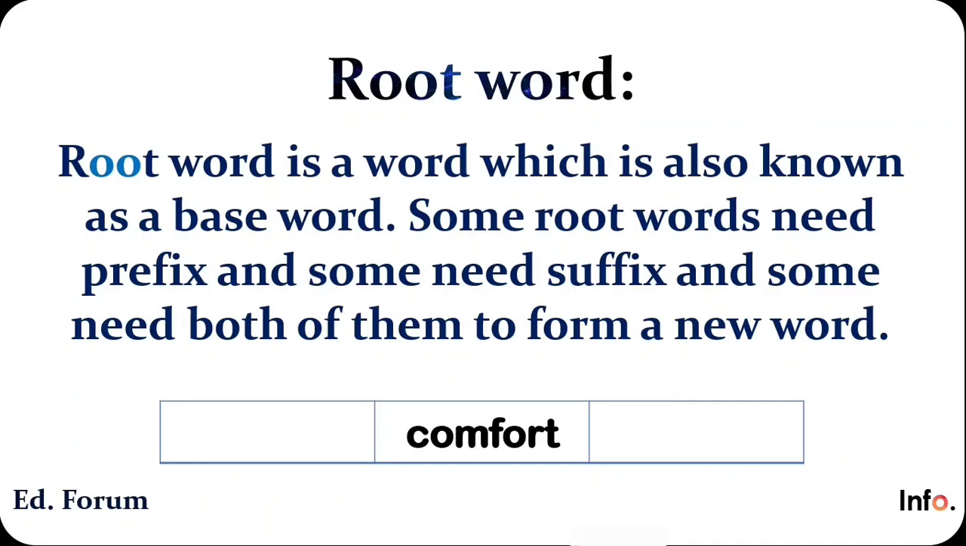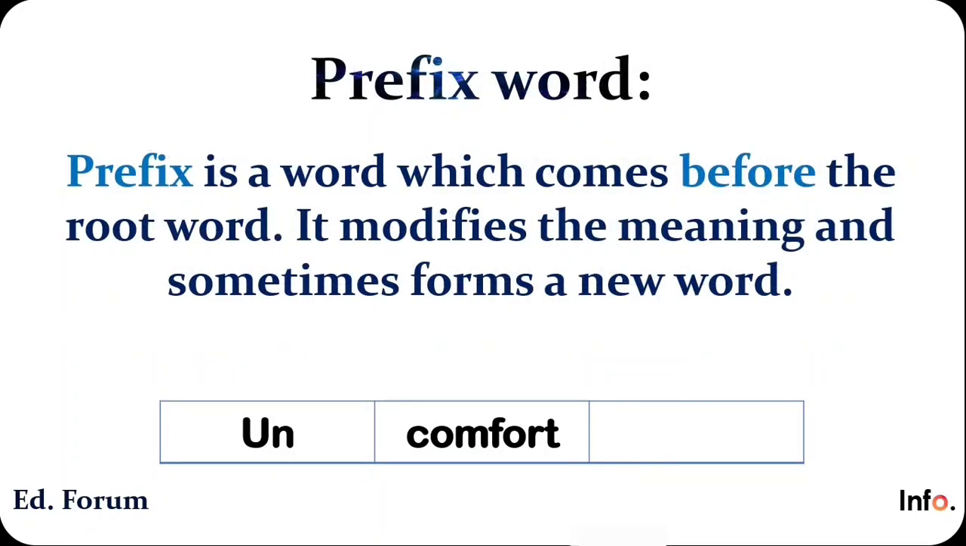And as you can see on your screen, the word in black color is comfort. Comfort is a root word, right? It has its own meaning. It can stand alone anywhere, right? Then we have the prefix. Now what is a prefix? A word which comes before the root word, and it modifies the meaning and sometimes forms a new word. So that's called the prefix.